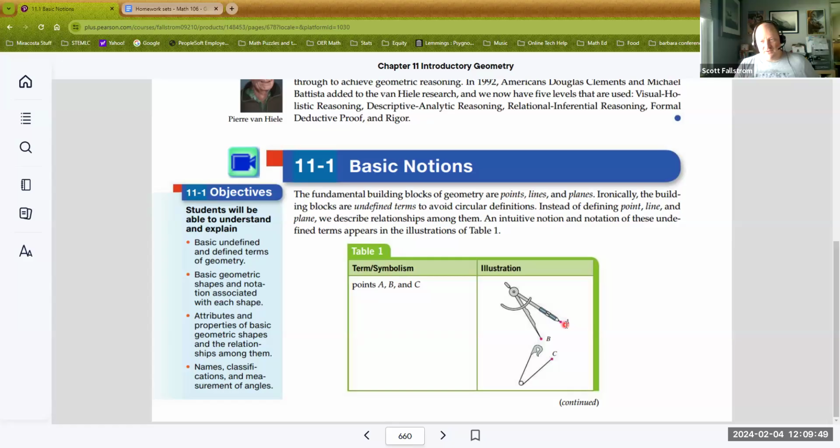Mathematicians avoid circular definitions. That means when we say point, line, and plane, we are describing relationships, and they have an intuitive notion of what that represents. Okay, so points. Point A, B, and C. You can think of the tip of a safety pin as a point. A dot on a page is like a point. The dot above the i is like a point. The edge of the letter C where it stops is like a point. So there are some ideas there.